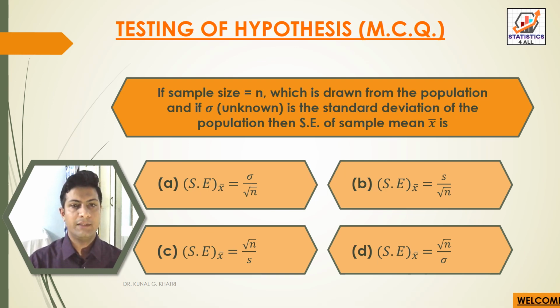So here we have answer option B, standard error is equal to sample standard deviation small s divided by root n. If sample size is equal to n, which is drawn from the population, and if sigma, which is unknown, is the standard deviation of the population, then standard error of sample mean x bar is small s upon root n.